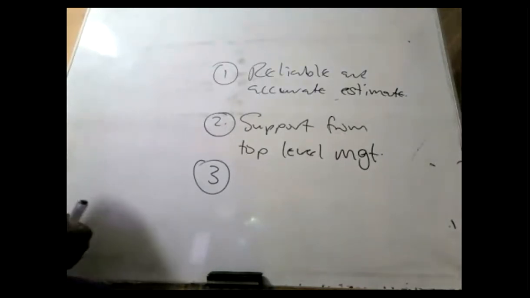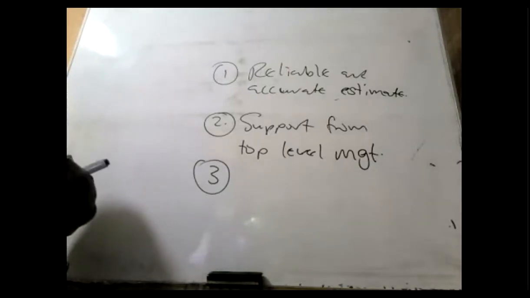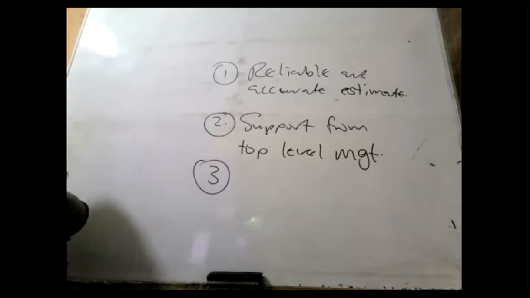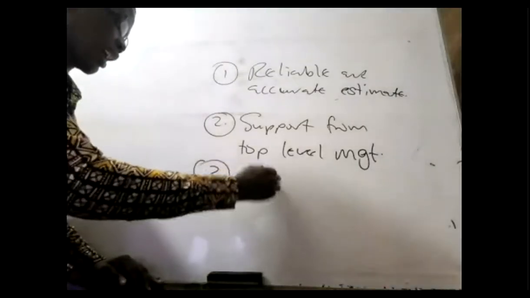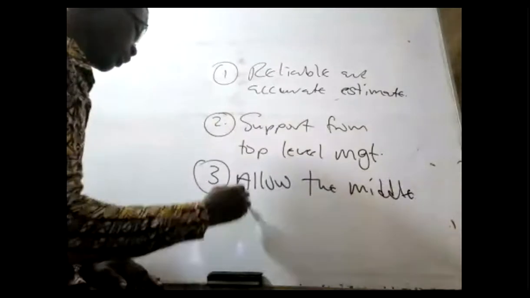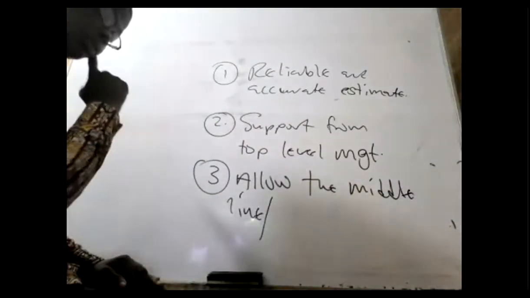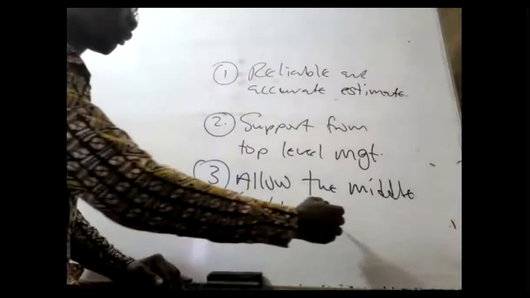Number three. If you want your budget to be most effective, then from the preparation stage you need to allow a lot of people to partake in the budgeting process. So there might be a participatory type of budgeting. We should allow the middle line managers, or the lower level, to partake in the budgeting process.